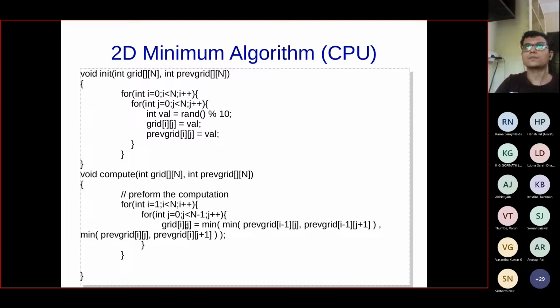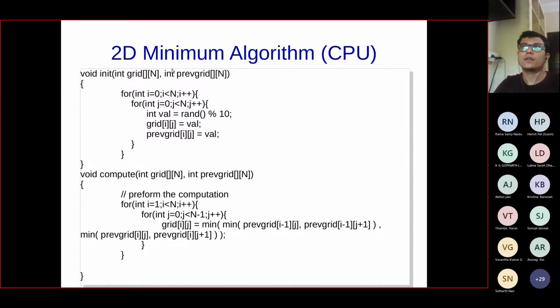We just want one thread to operate on each data item, which is the one output element, and compute the final result without using any loops. So that is our requirement. I request you people to try this out first before I present that GPU code for this 2D minimum algorithm, and it will be a good exercise for you people.